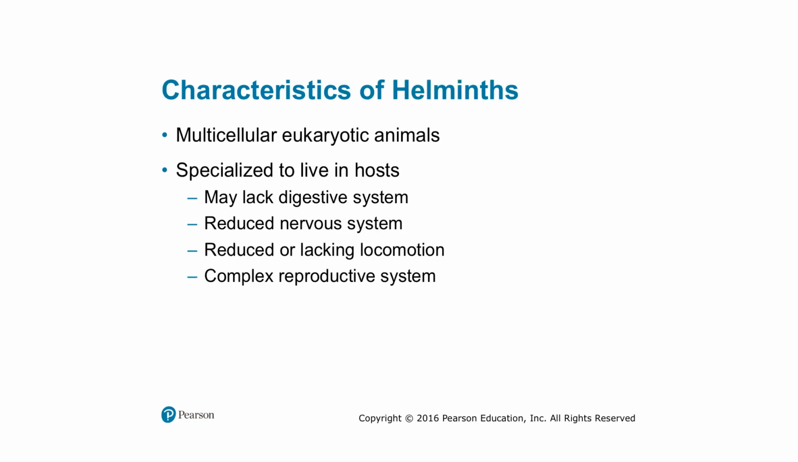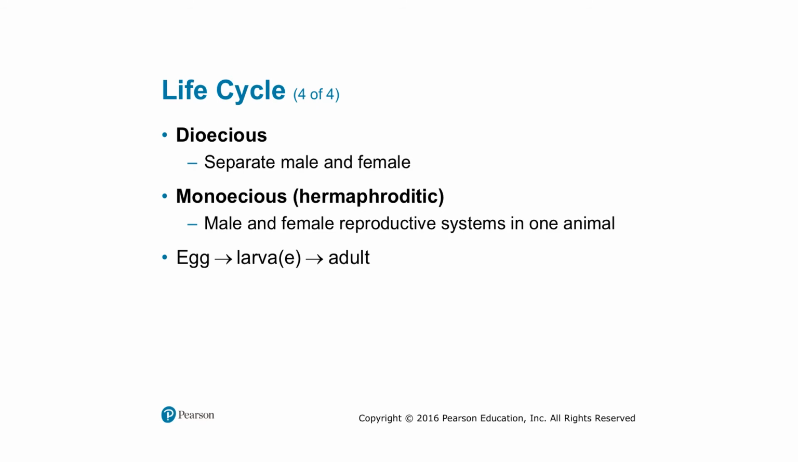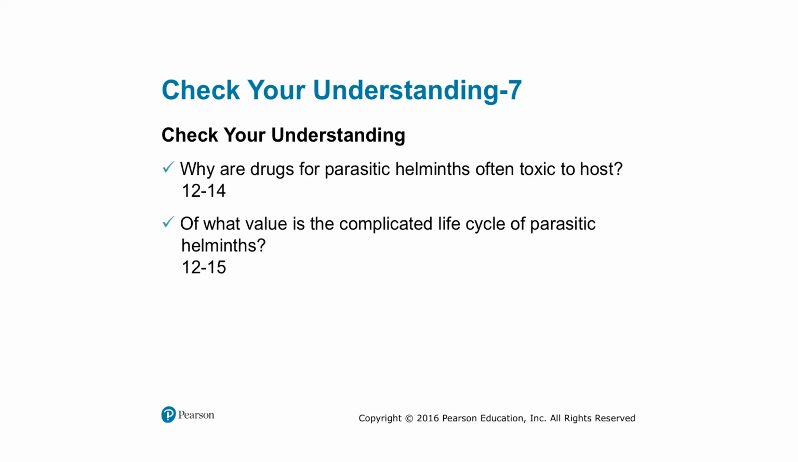And so these are multicellular eukaryotic animals, and they're specialized to live in live hosts. They can lack a digestive system, they have a very reduced nervous system, they have reduced or lacking locomotion, and they have a very complex reproductive system. So dioecious, this is the separate male and female. Monoecious, this is where the male and female reproductive systems are in one animal. And so generally, the life cycle goes from egg to larvae to adult. So here are your check your understanding questions. Make sure you take a moment to answer these.